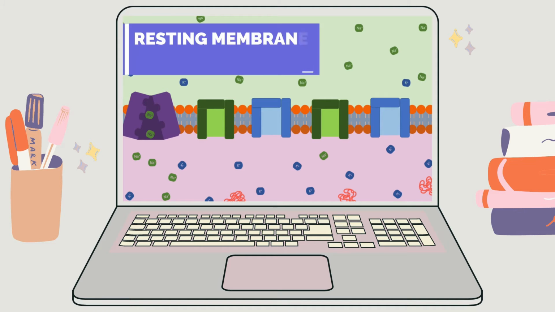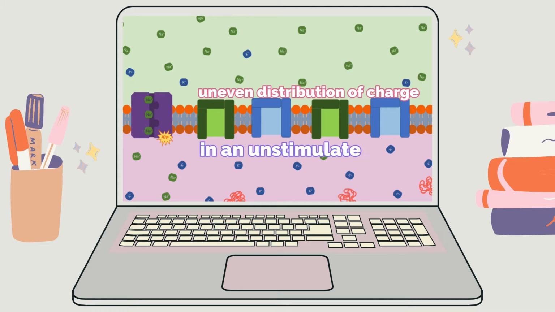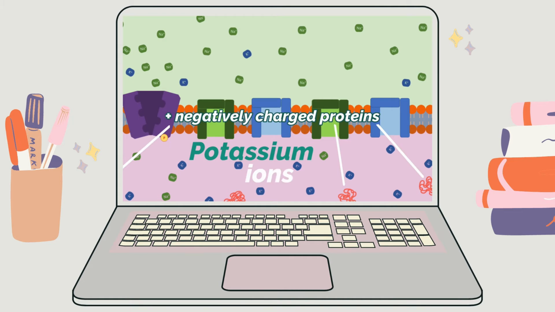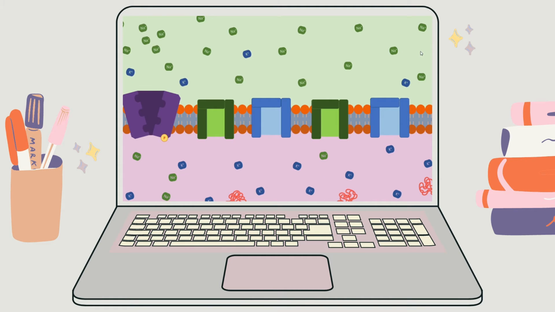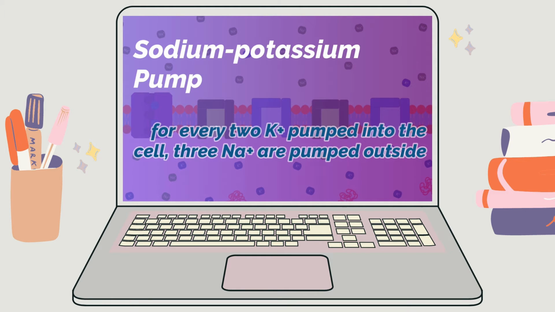The resting membrane potential is established by the uneven distribution of charge in an unstimulated cell, meaning it's polarized. There is higher concentration of sodium ions outside and higher concentration of potassium ions inside the cell. This means that the outside of the cell is more positively charged compared to the inside. The sodium-potassium pump establishes and maintains this electrochemical gradient. For every 2 potassium ions pumped into the cell, 3 sodium ions are pumped outside.